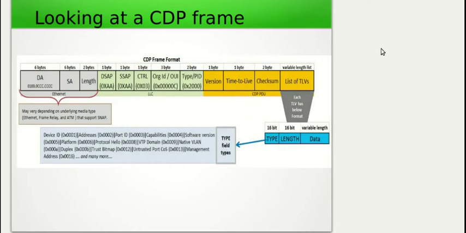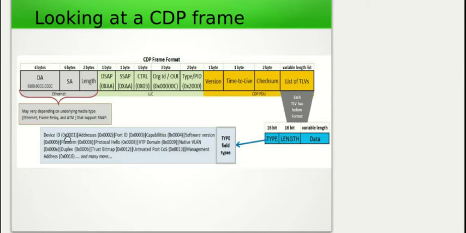And when we look at a CDP frame, you can see that we have the destination address, which is this, the source address, which is going to be the MAC address of the device, and we have the time to live field, the checksum, and the list of TLVs. And the TLVs all have this format: type, length, and data. As an example, maybe the type field could be addresses, port ID, capabilities, software version.